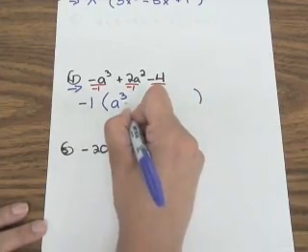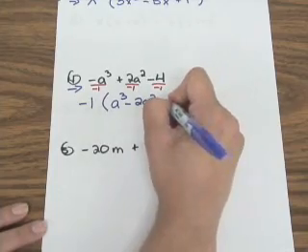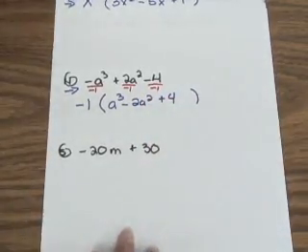So basically what happened is I changed the signs of each term to its opposite. This negative a became positive, this positive 2 became negative, and this negative 4 became positive.